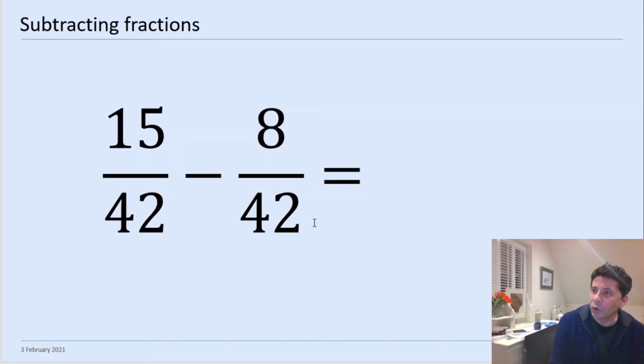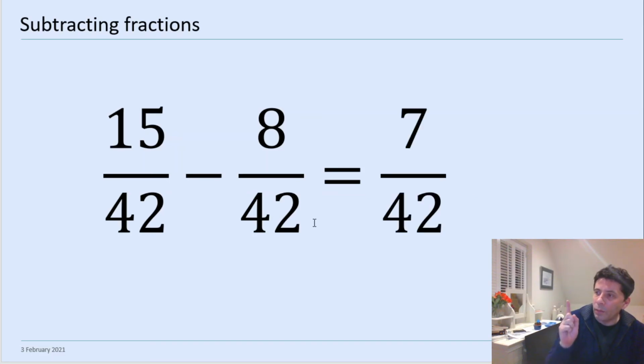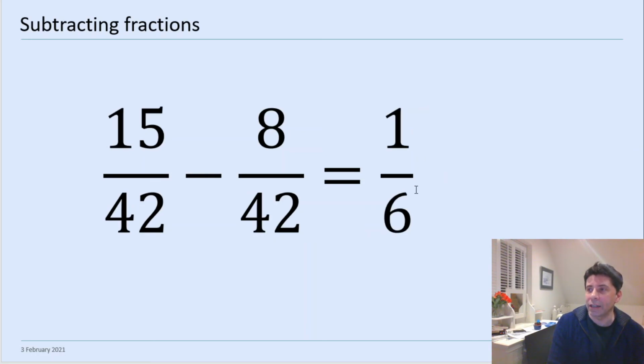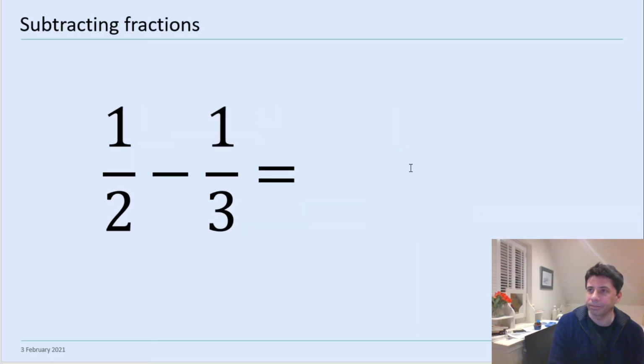15/42 minus 8/42 is 7/42, but there's one more step now for us because we notice that 7 goes into 7 and 7 goes into 42, so we can cancel down by 7. If you multiply the top and bottom by a number, it doesn't change the fraction, but also if you divide by a number, it doesn't change the fraction. So actually, dividing top and bottom by 7 comes down to 1/6, because 7 into 42 is 6, and 7 into 7 is 1, so the answer is 1/6. So this comes down to quite a nice simple answer.